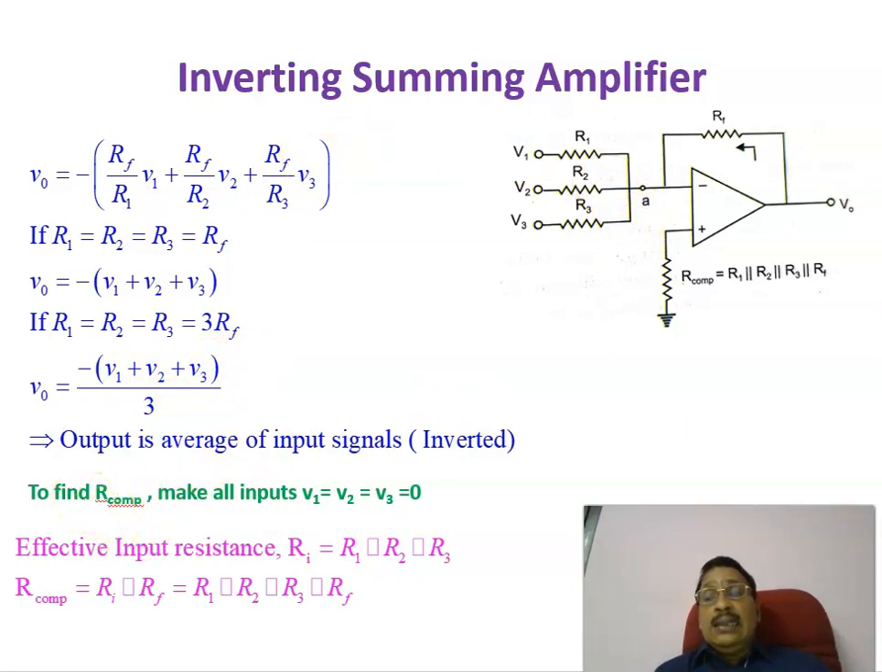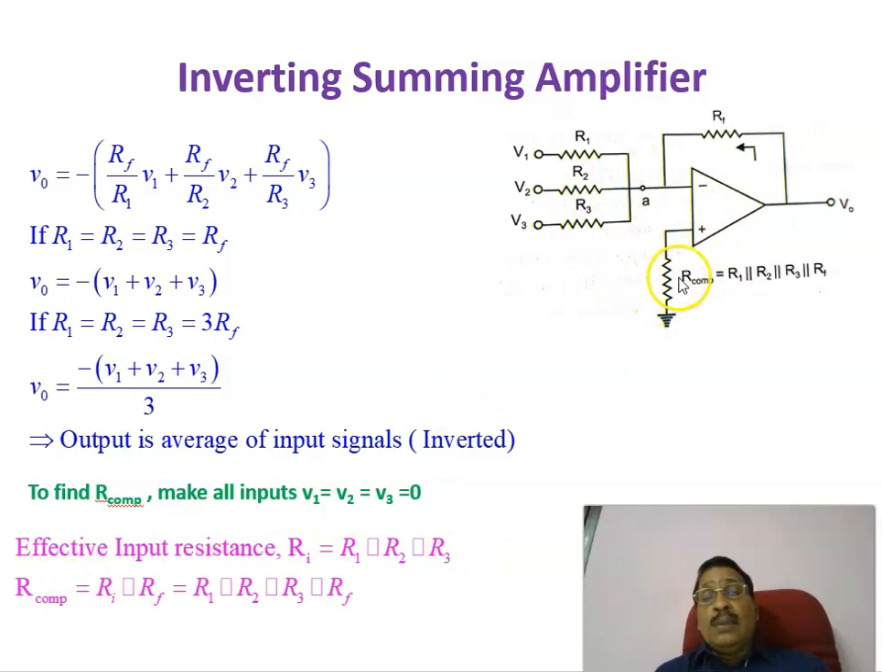And here, another thing is that to find the effective input resistance, the normal practice is that we find the input impedance. That is, by grounding the inputs, what is the impedance looking from this point. Therefore, R1 parallel with R2 parallel with R3. That is the input impedance looking from this point. To that, Rf will also come in parallel. Therefore, the effective input resistance is R1 parallel with R2 parallel with R3.